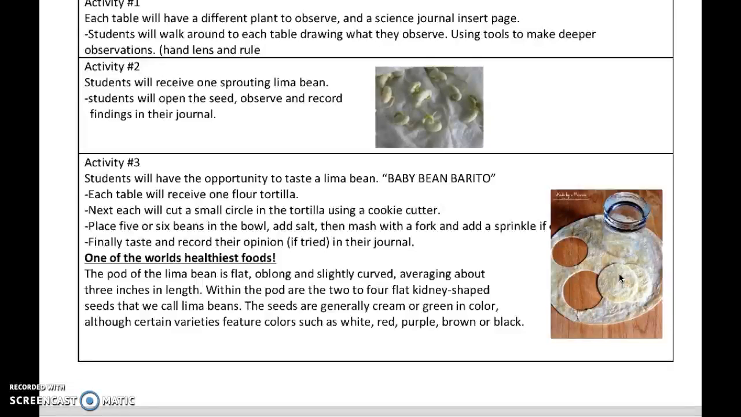I'll have a little bit of cheese they could add to it. If they really don't want to try the lima beans, maybe the cheese will be just fine. But encourage them to taste the lima beans and tell them it's one of the world's healthiest foods. You can read this to them and tell them what you know about lima beans.